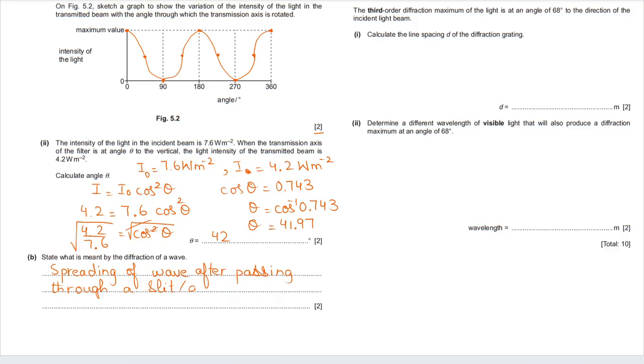or a gap. Okay, so basically what did diffraction mean? You have a wall, and let's say there is a gap in the wall. These were the wave fronts, and when these wave fronts try to pass through this gap, they spread, or they are bent as well. Okay, so this phenomenon is called the diffraction of a wave.